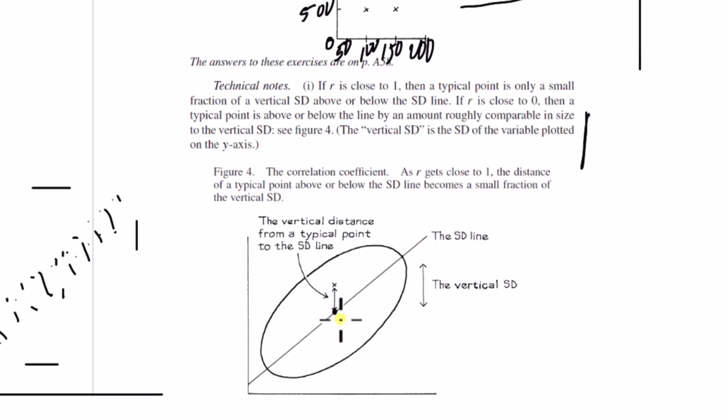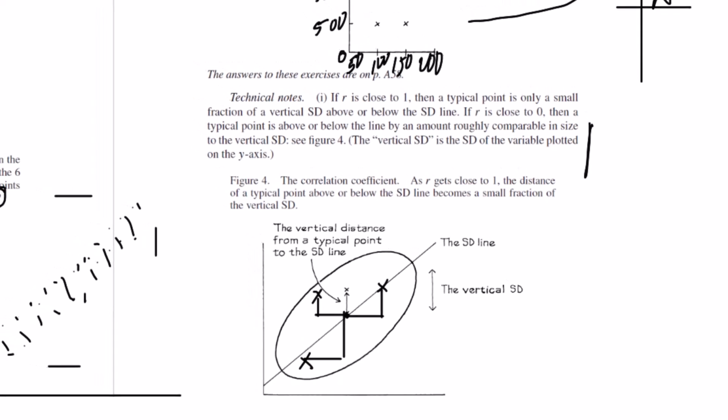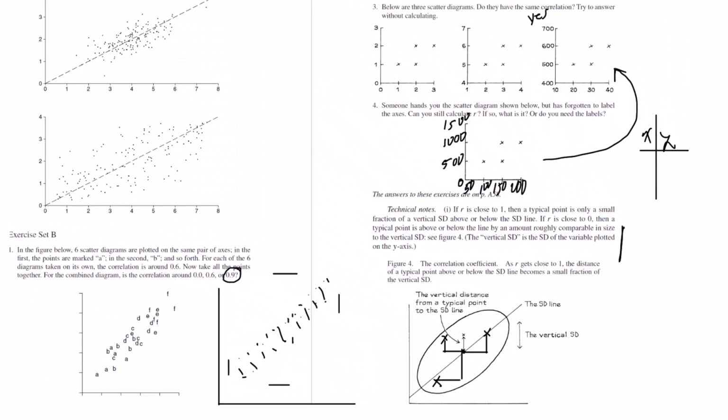Now, you can see if we have the same number of standard deviations in the wrong direction, right? One point is this many standard deviations. Another point is this many standard deviations. Well, that's not good. And then another point is over here. That's not going to be good for the correlation.